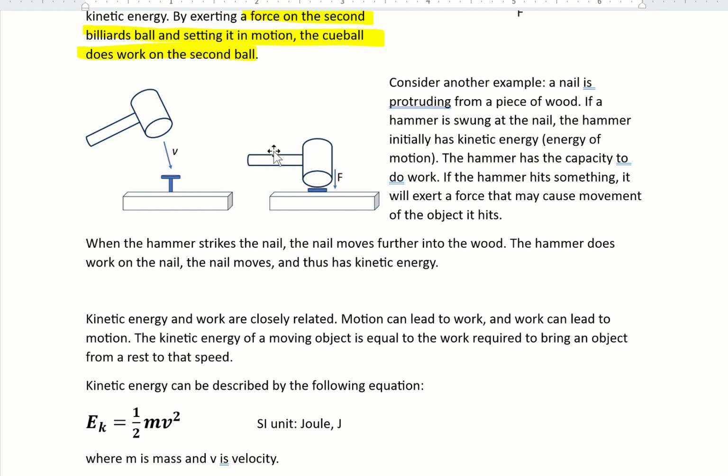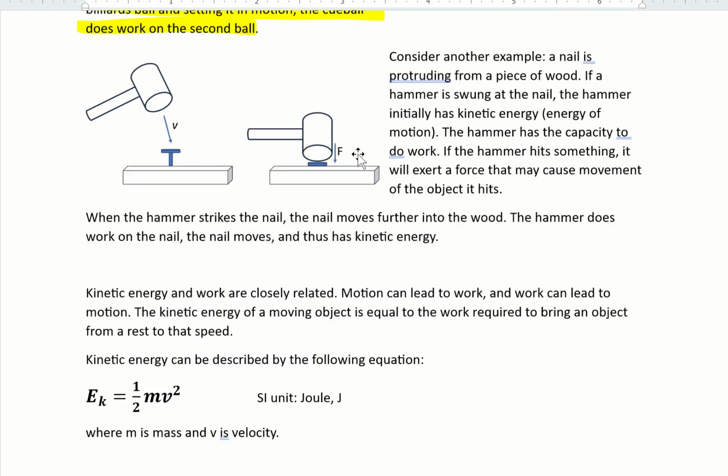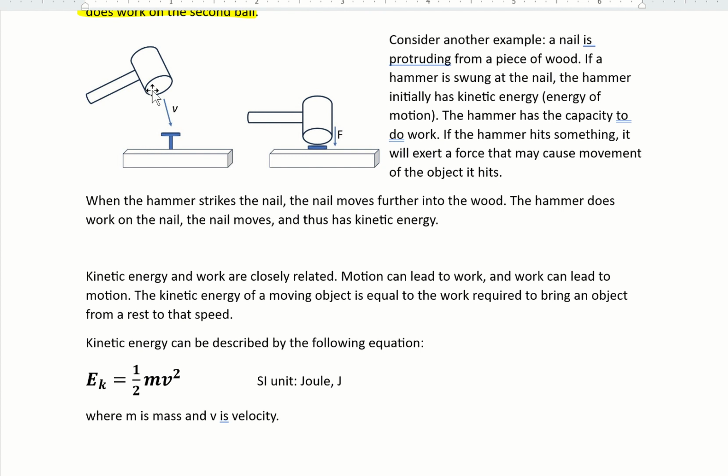Another example, we said, so you have a nail protruding from a piece of wood and you swing a hammer. When you swing, the hammer has a certain velocity. And when it hits the nail, it exerts a force and it can pound the nail into the wood. And so the nail moves a certain distance. Okay, so the hammer does work on the nail. It exerts a force that may cause movement of the object it hits. So the hammer does work on the nail, the nail moves, and thus the nail has kinetic energy for that moment that it's moving.